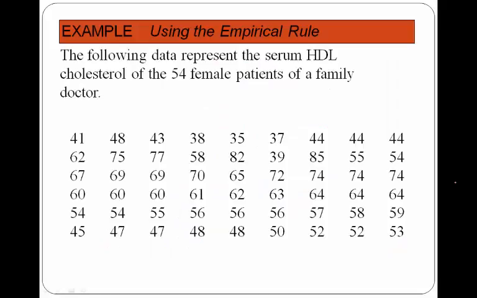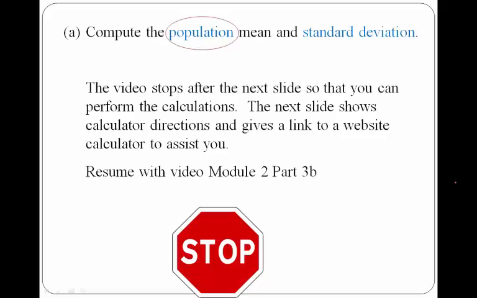Here's some more data that represents serum HDL cholesterol of 54 female patients of a family doctor. Compute the population mean and standard deviation. So this must be all of her patients. The video stops after the next slide so that you can perform the calculations. The next slide shows calculator directions and gives a link to a website calculator to assist you. Resume with video module 2, part 3B when you've finished your calculations.